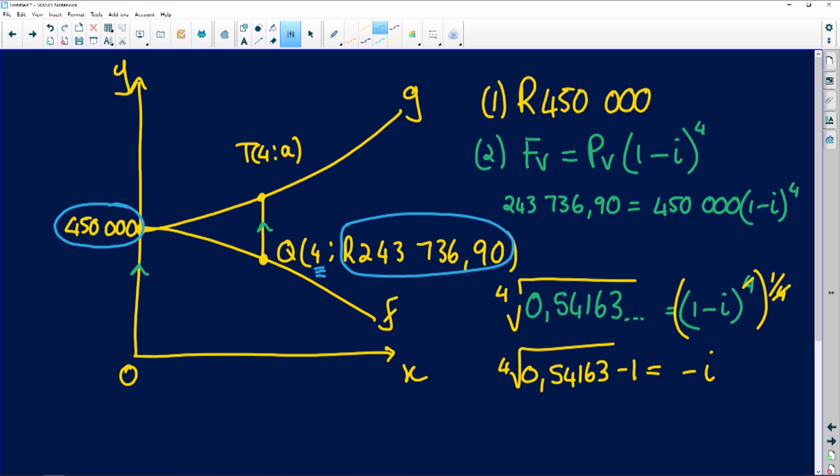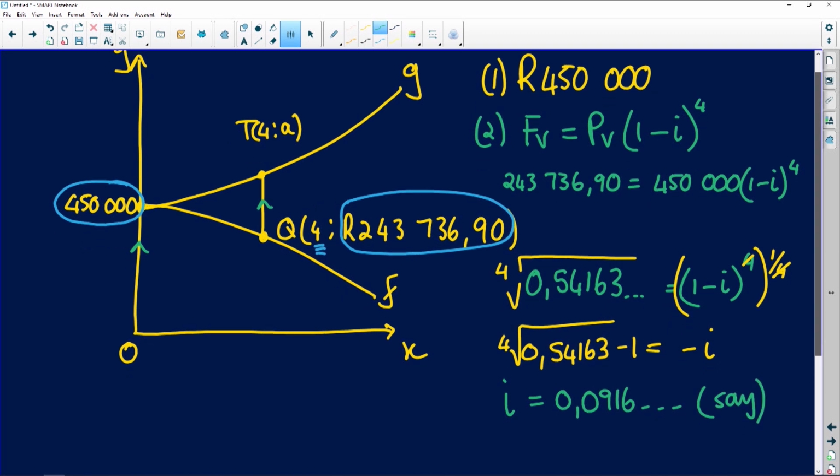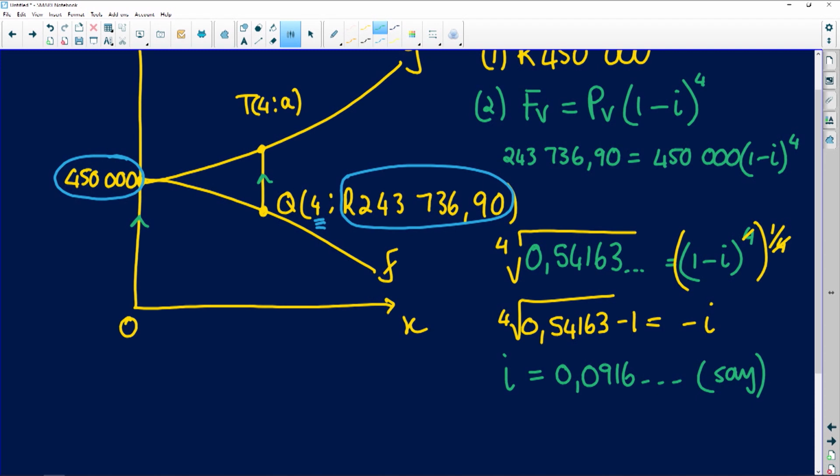Okay, so I'm just going to quickly assume, I'm running out of time. The two negatives are going to cancel. So if i was something, let's say to the effect of 0.0916, I'm just saying this, it's not the case, then all you have to do is multiply it with 100 to get back to the interest rate. Okay, so that will give you a rate of 9.16.